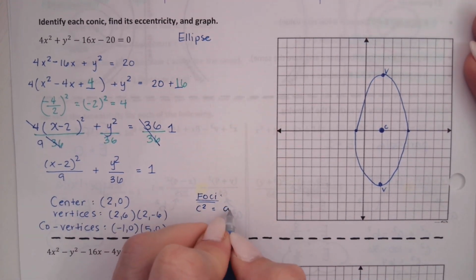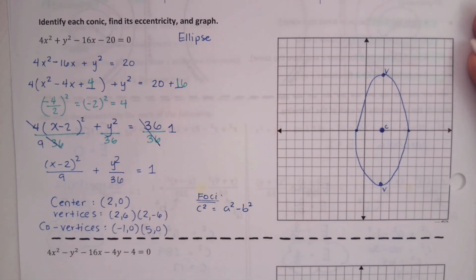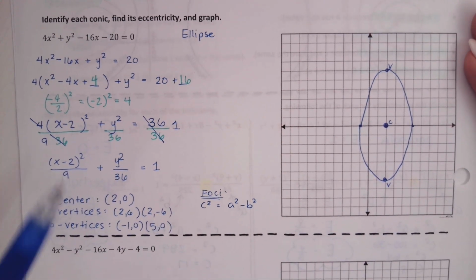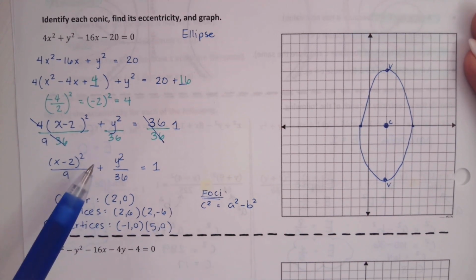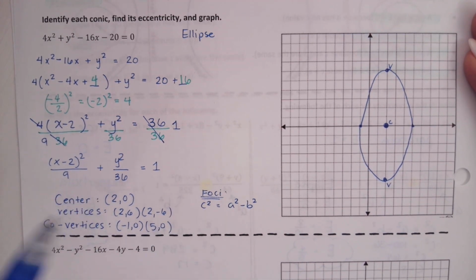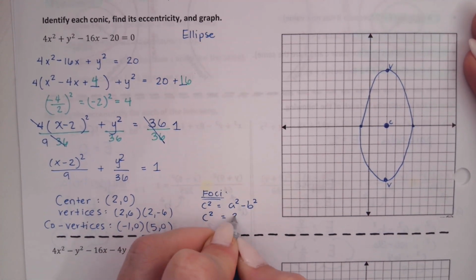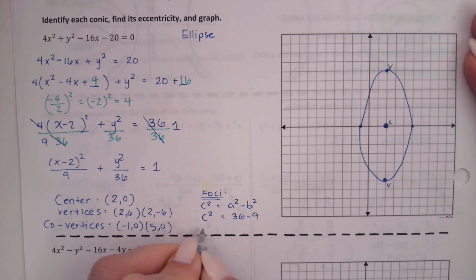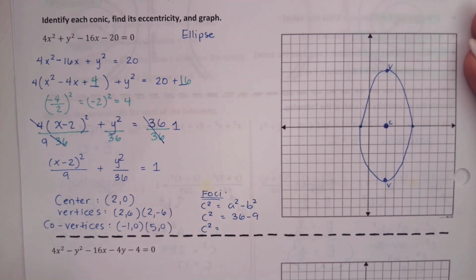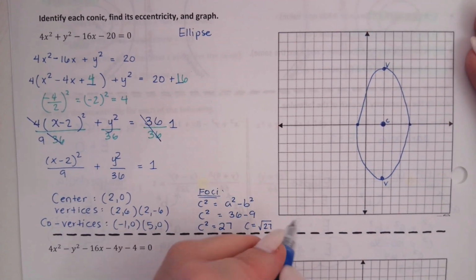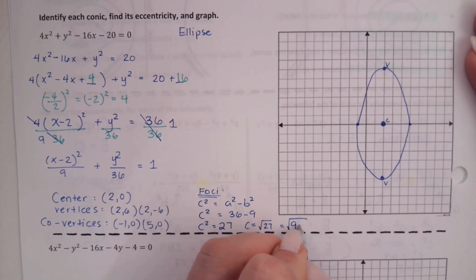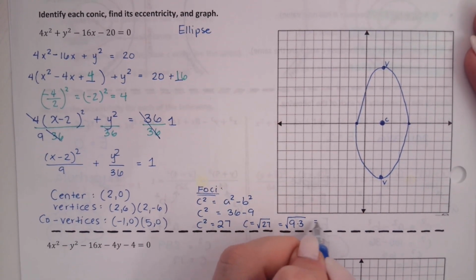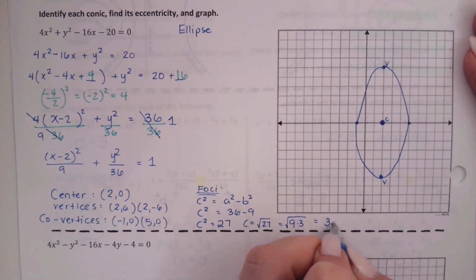Is that different for different ones? Yes, for a hyperbola you add. It's always the opposite of the sign that's in the equation. So if there's a plus sign here, we subtract. A is going to be the larger denominator, so C squared equals 36 minus 9, which is 27. So C is the square root of 27, which does simplify, because that's the square root of 9 times 3. Which would be 3 square root of 3.